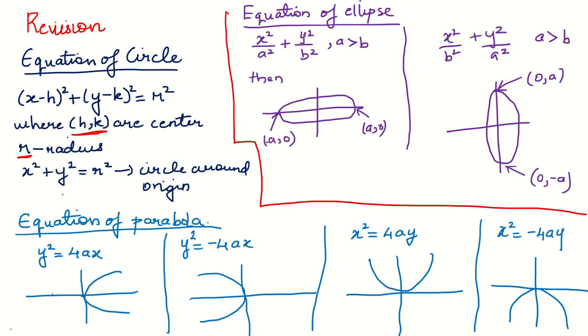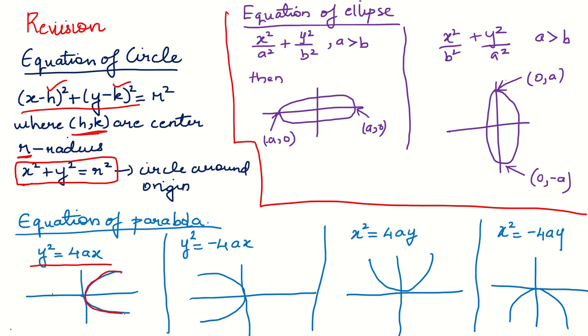Now if the circle is centered at the origin, then the equation of the circle directly becomes this. So remember that if this is the case, then the circle is centered at the origin. If not, then h and k will be the center of the circle. Now the equation of a parabola, y square is equal to 4ax, will look like this.